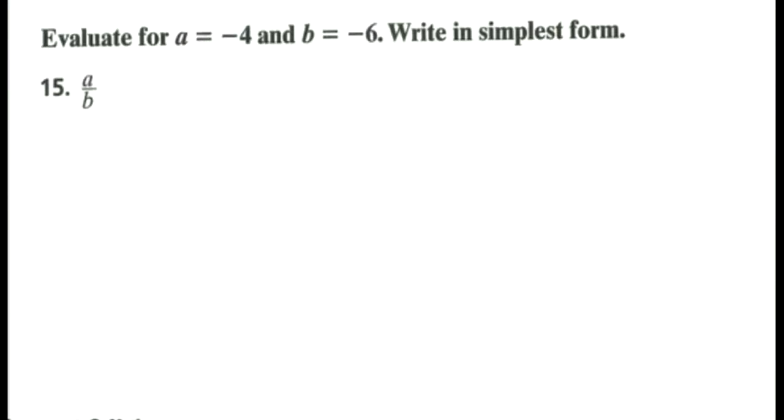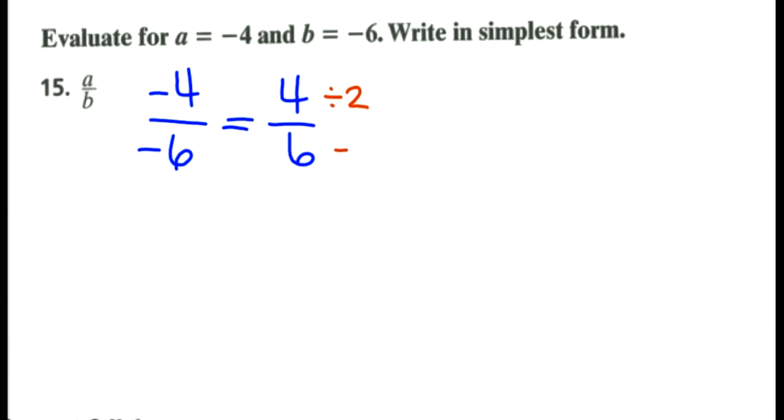So we're going to evaluate number 15 if A equaled -4 and B equaled -6, and then we're going to write it in simplest form. So all I'm going to do is substitute in. So my A value is -4 and my B value is -6. I cannot divide 4 divided by 6, so what I'm going to do is simplify. A negative divided by a negative is a positive. And then I can write this fraction in simplest form by dividing the numerator by 2 and the denominator by 2. So my final answer is going to be 2/3.